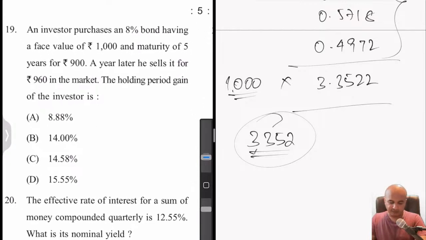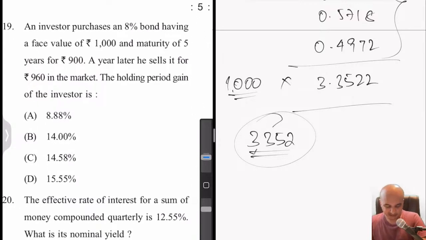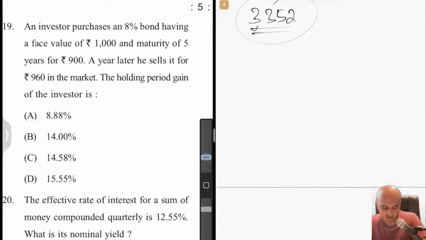Question number 19. An investor purchases an 8% bond having a face value of 1,000 and a maturity of 5 years for rupees 900. A year later, he sells it for rupees 960 in the market. The holding period gain for the investor is dash. How much has he gained from this investment?